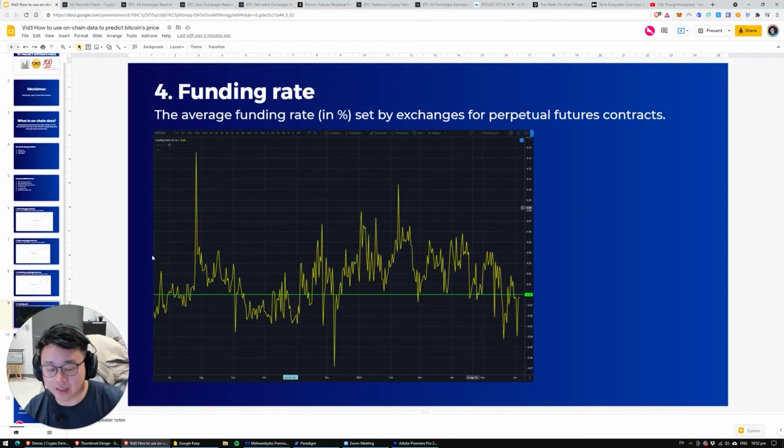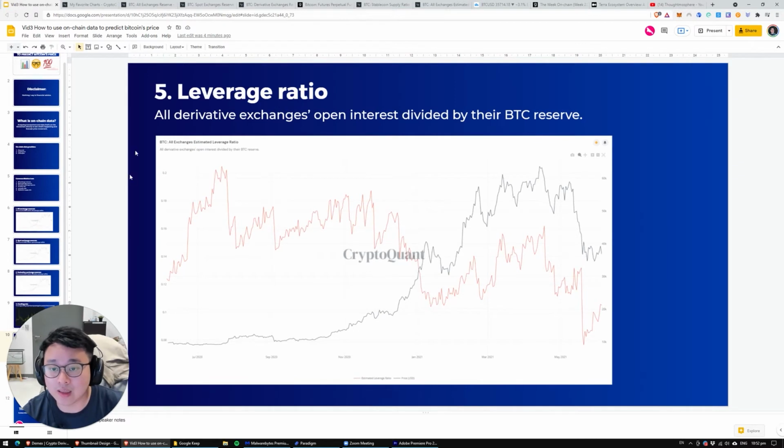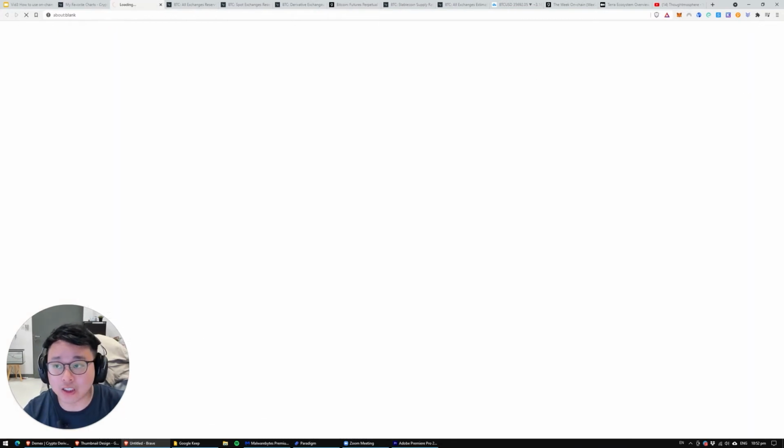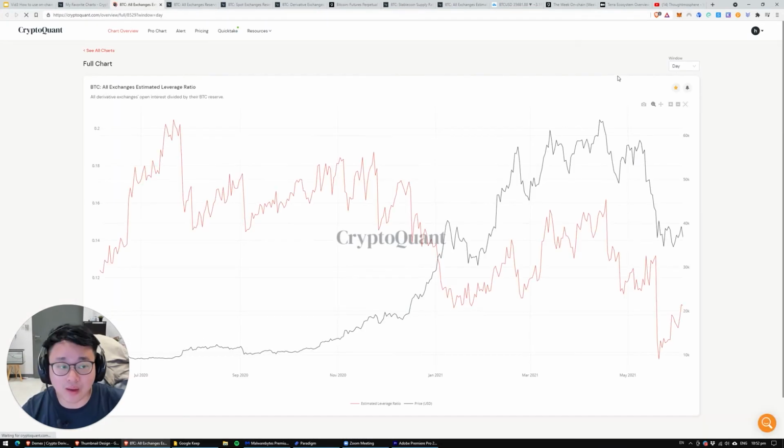And then the next metric I look at is leverage ratio. So leverage ratio is basically the amount of leverage in the system. Let me see if I can find that chart. Yeah, all exchange estimated leverage ratio. Okay, so basically the higher the leverage is, the more likely that the market is euphoric and the more likely a long squeeze is possible.